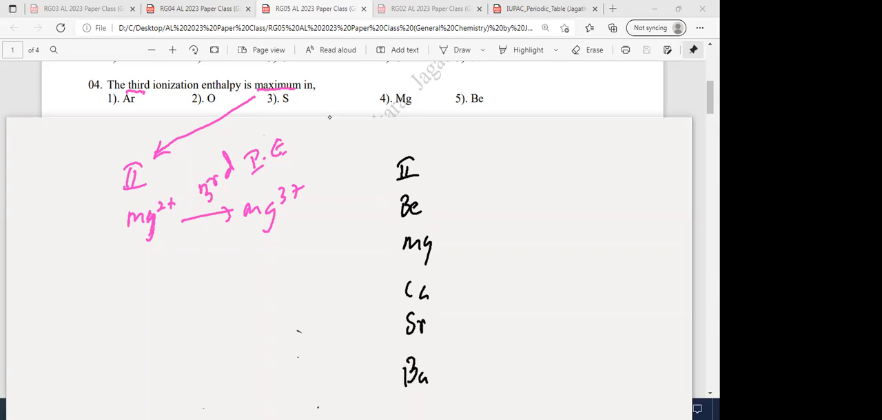So the answer should be beryllium. Yeah, the answer is 5, not 4. Okay. The next one, question number 5. Shall I erase this? Then let's move on to the next question. Question number 5.